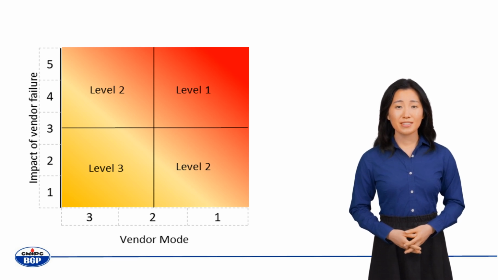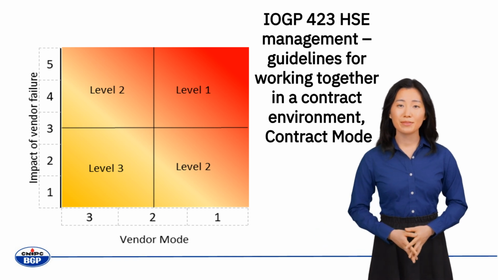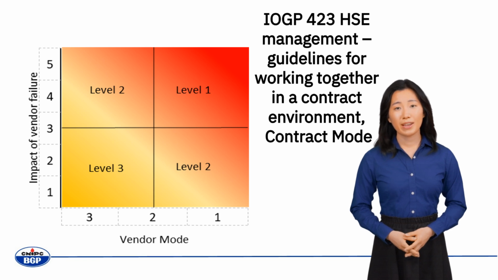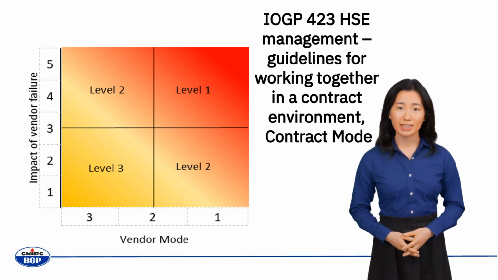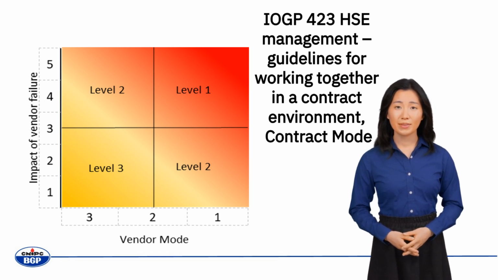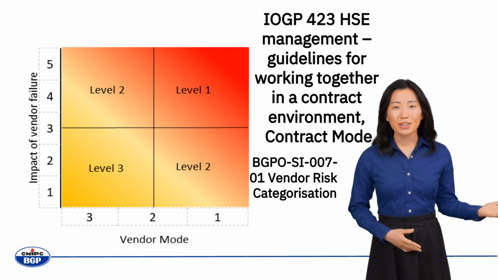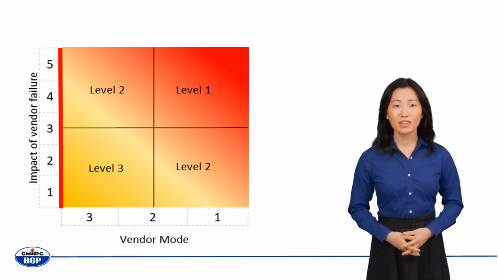The horizontal axis refers to IOGP 423 HSE management, guidelines for working together in a contract environment, contract mode, and identifies and describes the relationship between BGPO and the vendor regarding how and by whose management system risk is managed. The full text of this guideline can be found either in the IOGP document or in the annex to BGPO SI-007-01 Vendor Risk Categorisation. The vertical axis is a measure of how the vendor's failure will impact BGP Offshore.